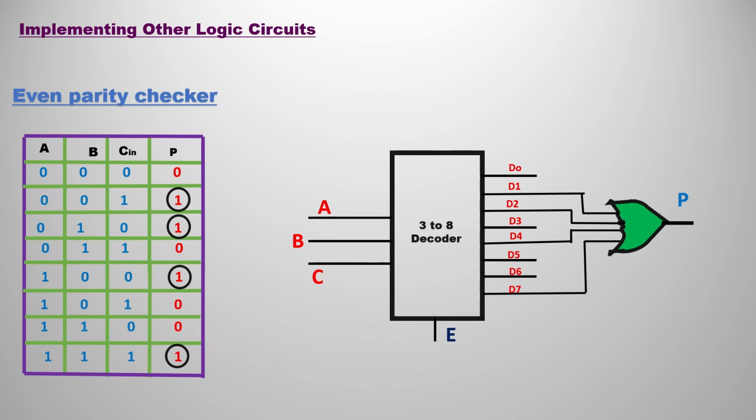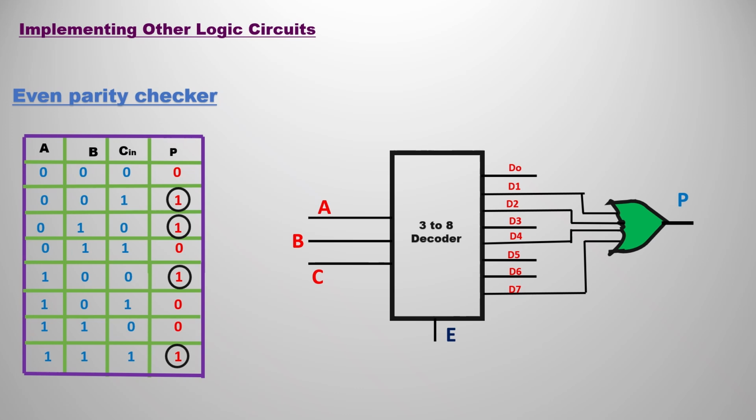For more understanding, we are going to see a second example with the help of both decoder and demultiplexer implementations. If you consider the first one, that is the even parity checker with the help of a decoder. I hope you know the even parity checker. This means whenever the inputs have an odd number of ones, then the output or the parity would be 1.